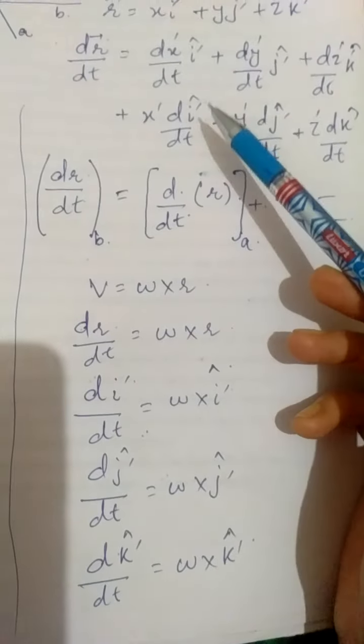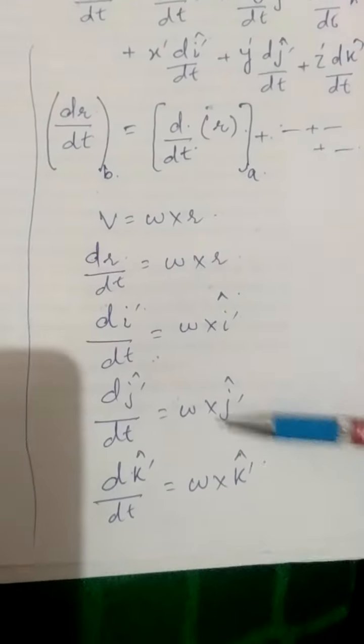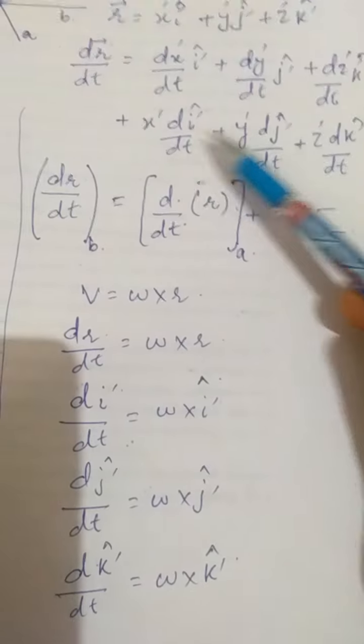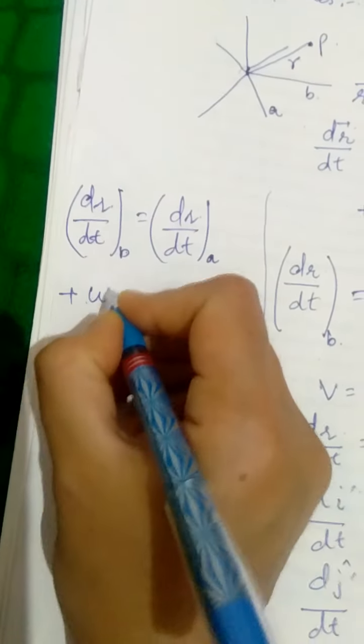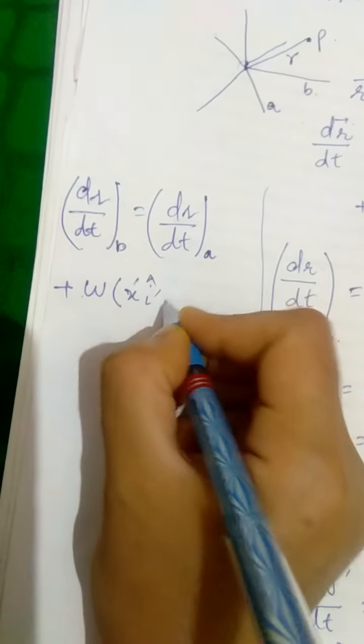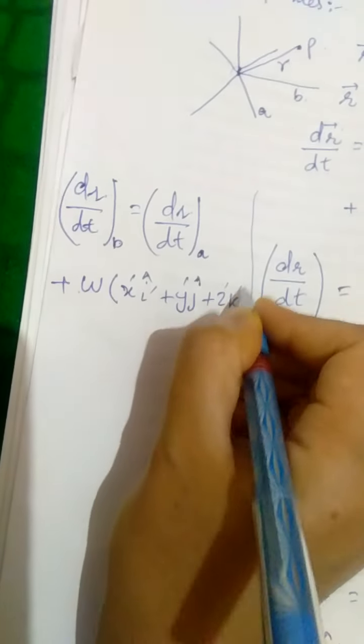Therefore, for di dash by dt, dj dash by dt, dk dash by dt, I'm going to substitute these three things, right? So what do I get is that omega will be taken as common, and inside we are left with xi dash, yj dash, and zk dash. So omega will be a common factor. I'm writing it in short. So it will be x dash i dash plus y dash j dash plus z dash k dash, right?